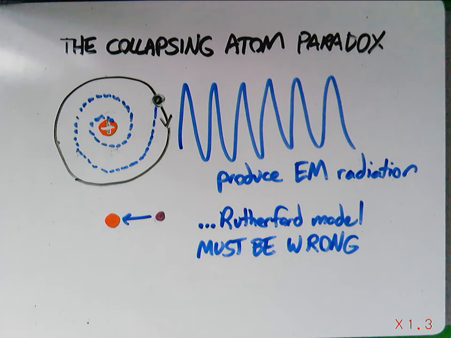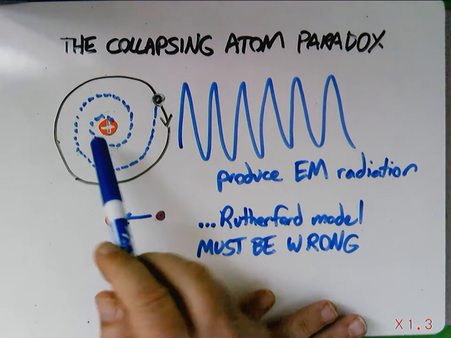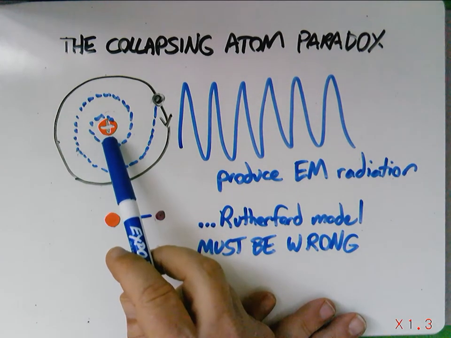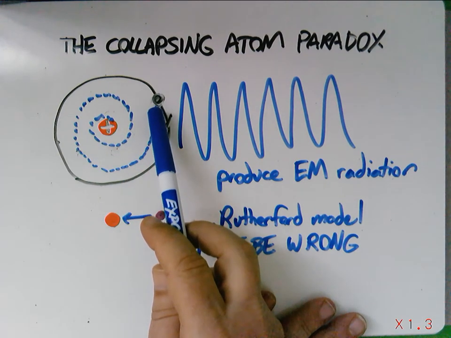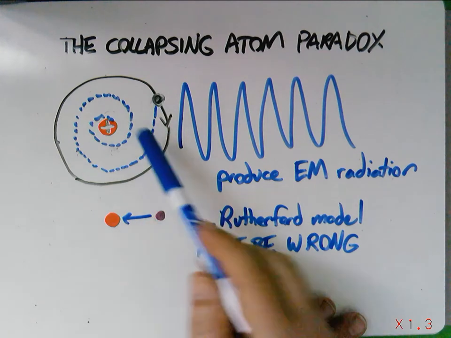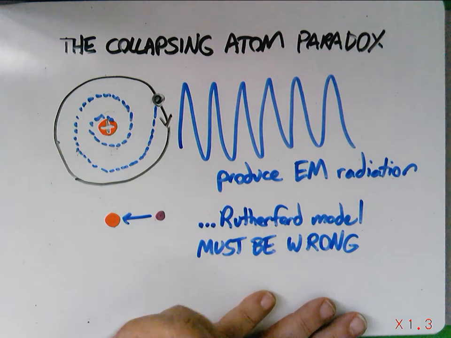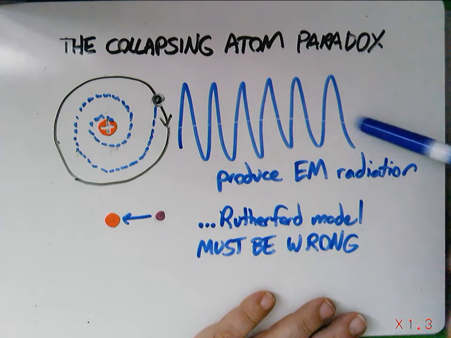Now, what are our assumptions here? Our assumptions are, well, we're pretty sure there's a nucleus. We have experimental support for that. But we don't really have support for this orbit that the electron is going around in. It turns out whatever kind of motion it has around the nucleus is going to produce this EM radiation.